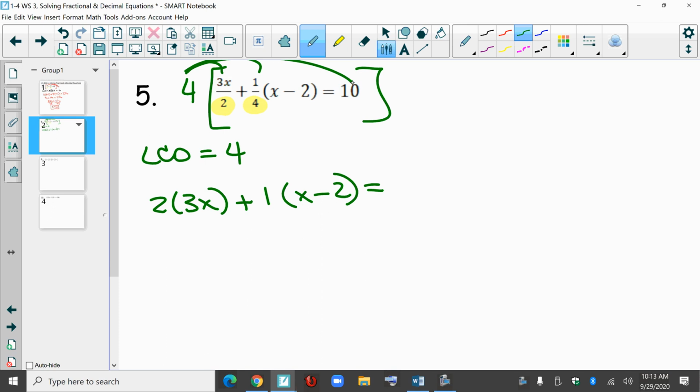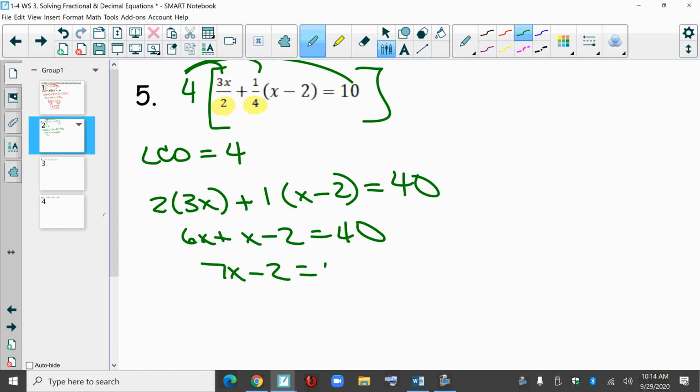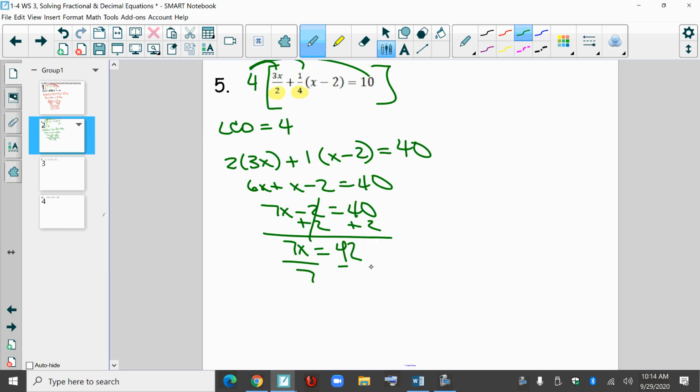This is not a fraction, so you multiply. 4 times 10 is 40. So we're going to solve this. 2 times 3 is 6x. Distribute the 1. 6x plus 1x is 7x. Add the 2. 7x is equal to 42. Divide by 7, and x is equal to 6.